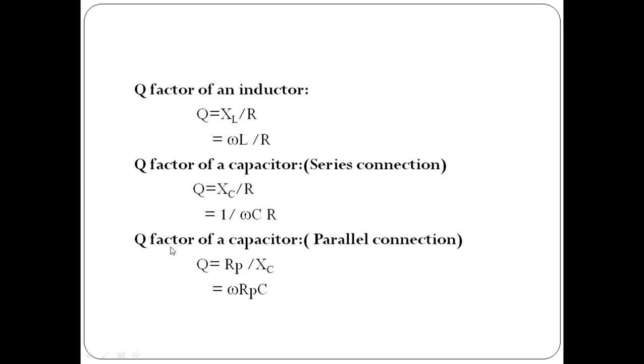Whereas the Q factor for a capacitor, when a resistor and a capacitor are connected in parallel combination, can be written as Rp divided by Xc. We know that 1 divided by Xc can be written as omega C, so Q is omega C into Rp.